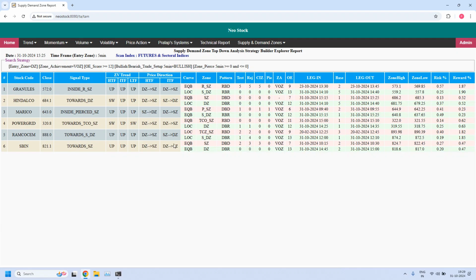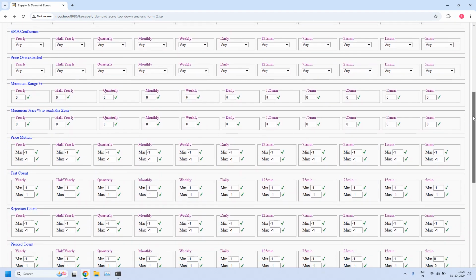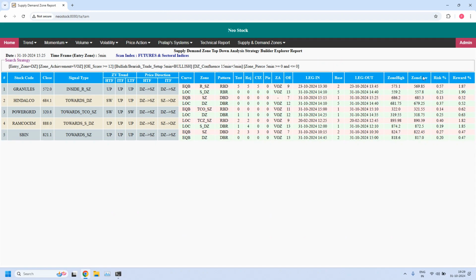Okay, in this 6, any high probability supported stocks we will find. First, let us look for LTF, ITF demand zone confluence. That is 5 minutes demand zone with 15 minutes demand zone confluence. I am enabling the filter. We got 5 stocks. In these 5 stocks, 5 minutes demand zones are part of the 15 minutes demand zone.